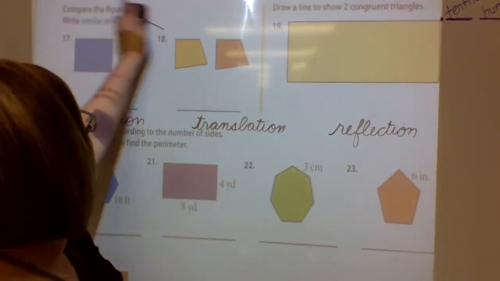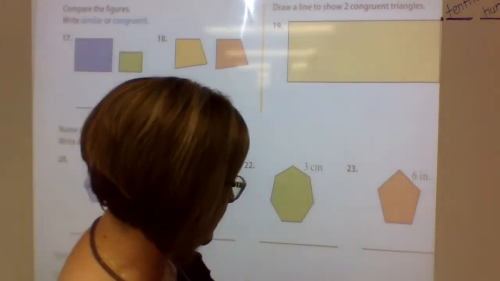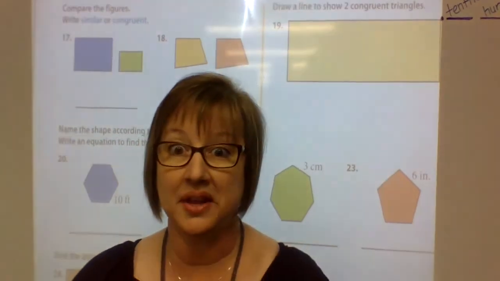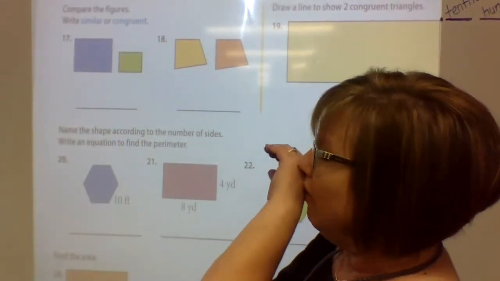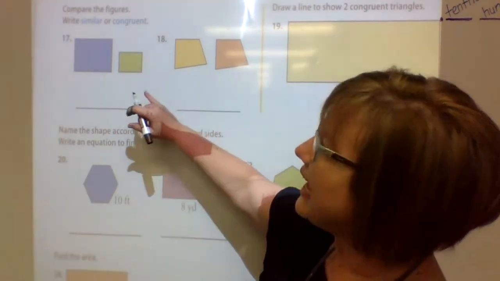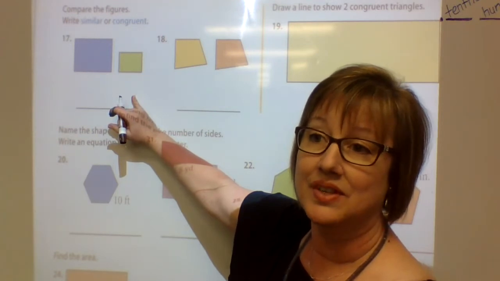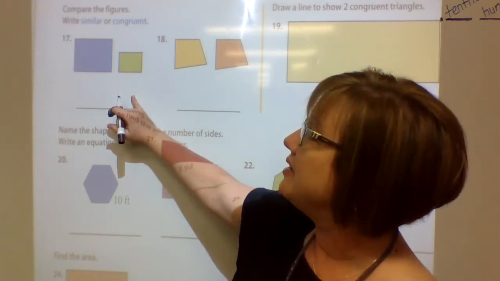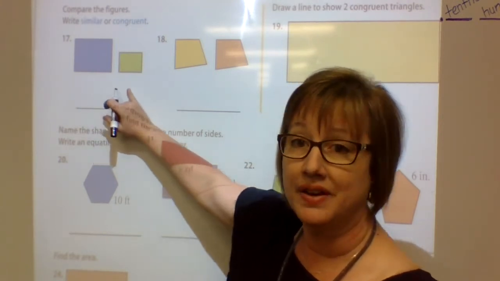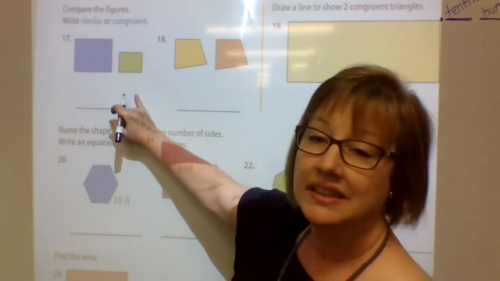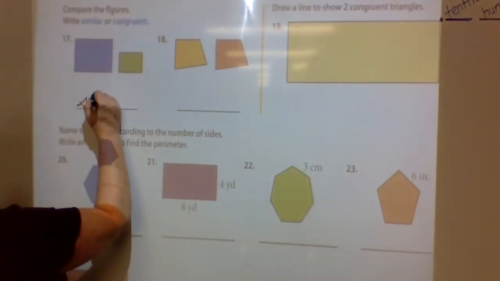Okay, compare the figures. Similar, congruent. Remember, congruent is like Samia and Simran Kokar, if you knew them. They look exactly alike. They graduated 2 years ago, I think. And Kelly and Sarah Campbell, just like Shaylee Campbell, they were a little bit different size, a little bit different looking slightly, and they were similar, not congruent. Okay, so we call this similar.